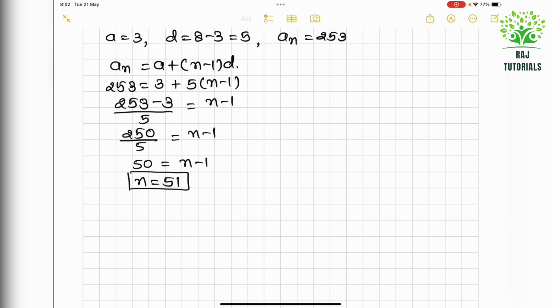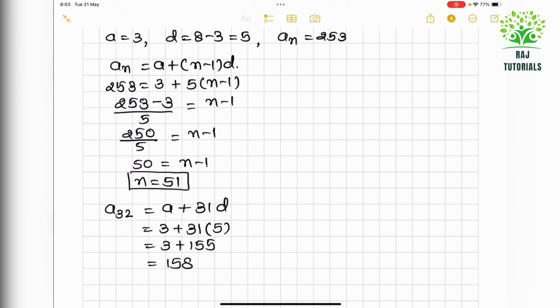Now if I cut 20 from 51, I will get 32 term. So A32 I have to find. So that will be A plus 31D. Now A is 3 plus 31 into D is 5. So 3 plus 155, so 158. So the 20th term from the last will be 158.